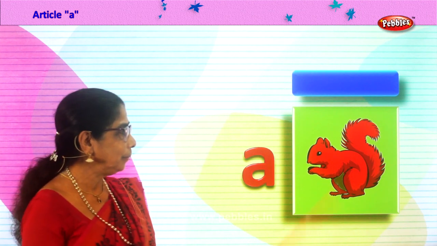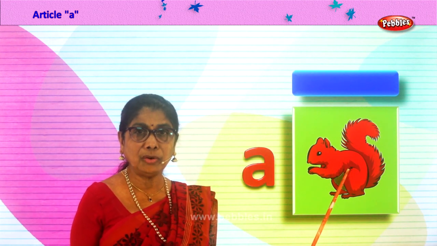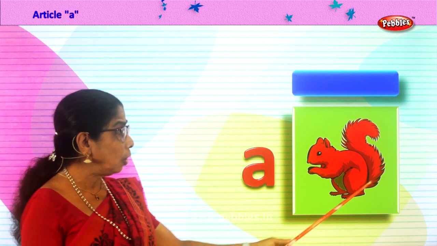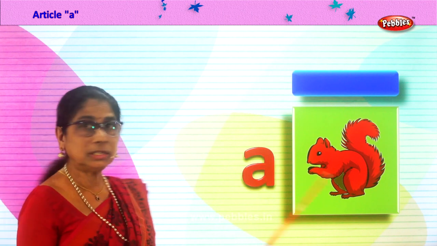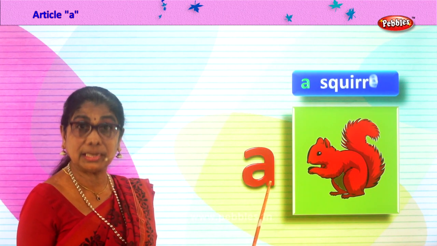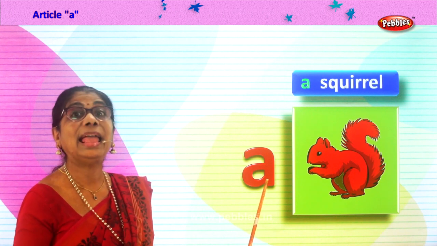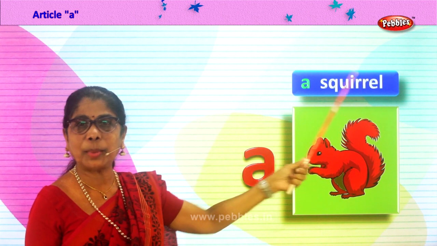Here we are. You have somebody very interesting. Squirrel. How do you know it's a squirrel? It's got a long, bushy tail. A squirrel. Article A used in front of consonant. Squirrel begins with letter S. Very good. A squirrel. Spell squirrel.